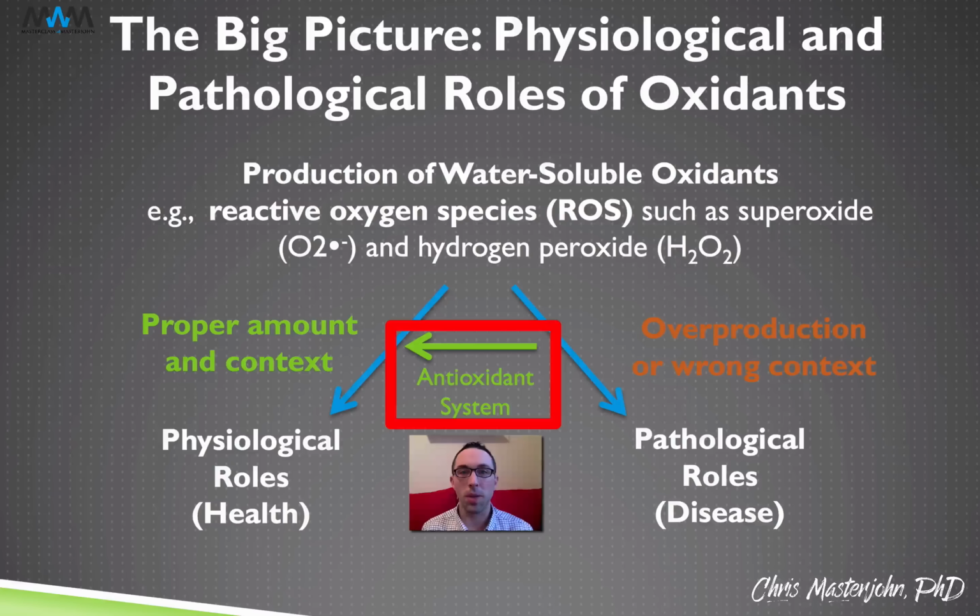You're watching Masterclass with Masterjohn, where we are now in the third in a series of lessons on the antioxidant defense system. The big picture that we're working with through these lessons is shown on the screen, and in the first lesson we talked about how oxidants like superoxide and hydrogen peroxide can have healthful physiological roles when they're in their proper amount and context. And in the second lesson, we talked about how they can have disease-producing pathological roles when they are overproduced or produced in the wrong context. And now in this third lesson, we're going to talk about how the antioxidant defense system functions to move them away from their disease-causing roles and towards their physiological roles.